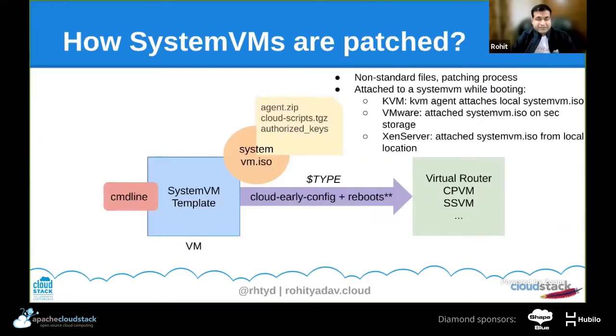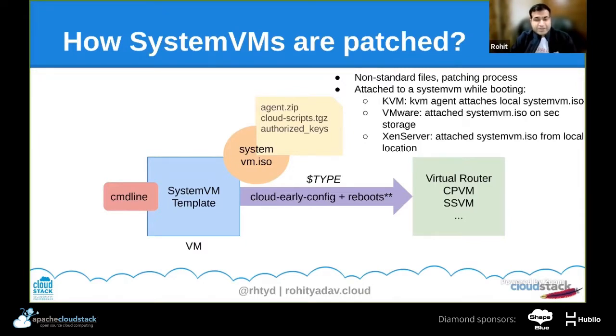Just to recap, this is generally how system VMs are patched. It starts with the magic string command line, which we feed to the VM, which boots off the system VM template. We attach a systemvm.iso file, which then uses a script called cloud-early-config to determine various parameters from the command line string and patch and create that system VM. Inside the systemvm.iso file is an agent.zip file, which is just for CPVM and SSVM. These are Java binaries or Java jars.